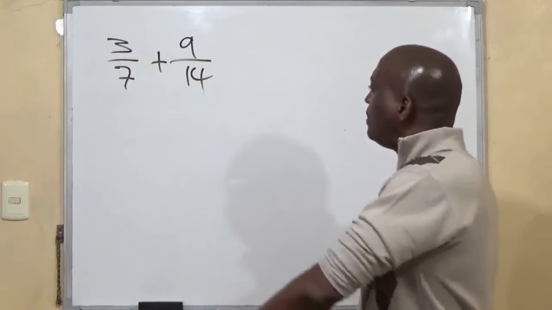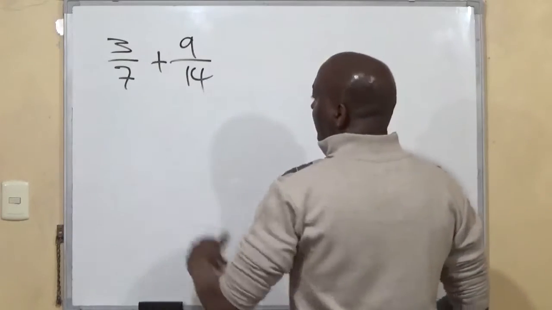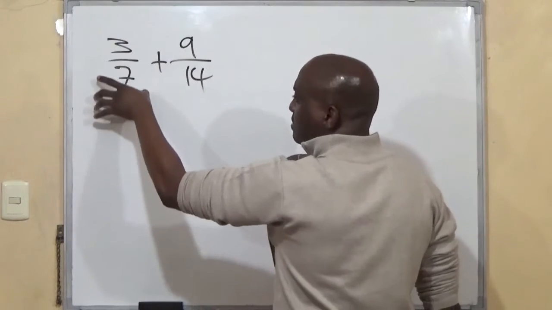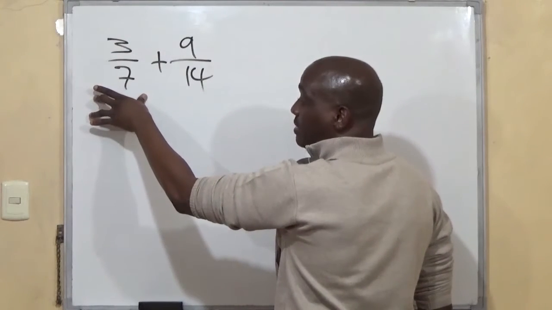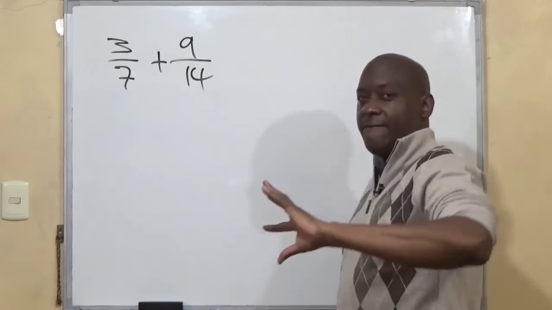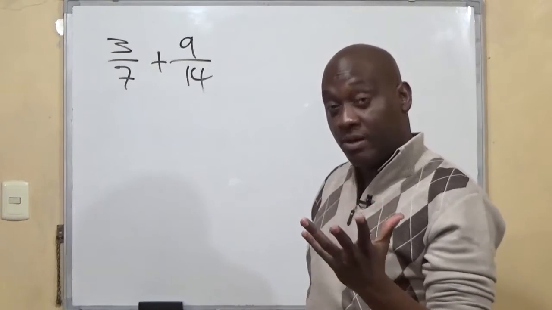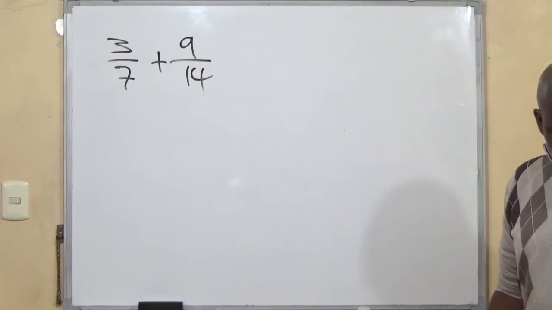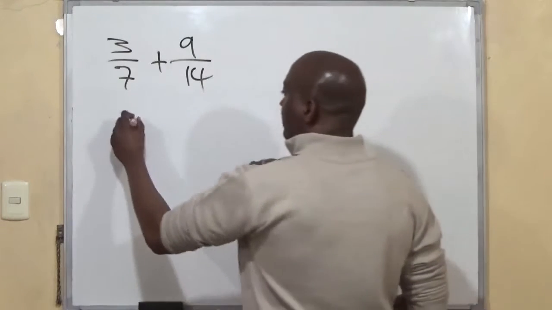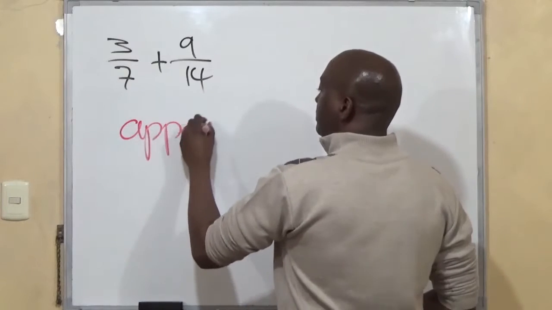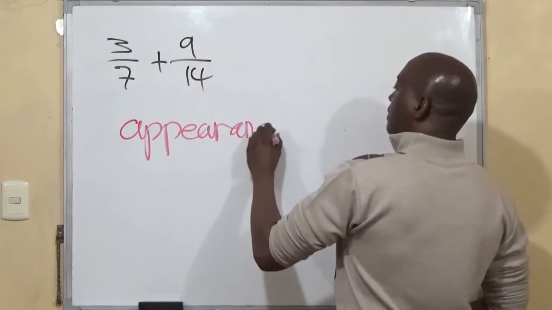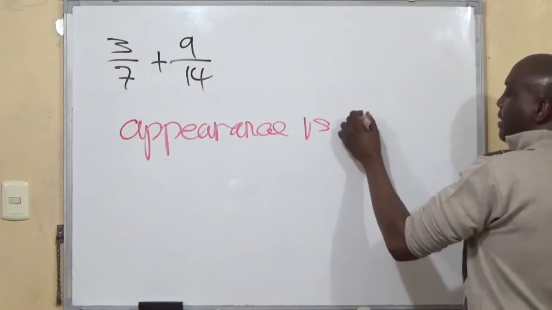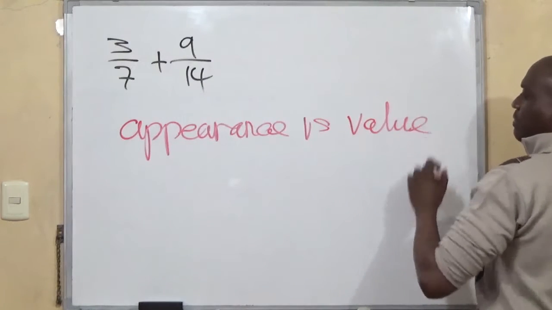So in other words, once you recognize that 7 by 2 is 14, well, all right. You now change the appearance of this fraction without changing the value of the fraction. So you're talking about the appearance versus, let me say, the value. So the mathematical word would be the value.